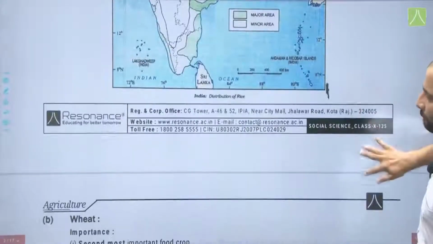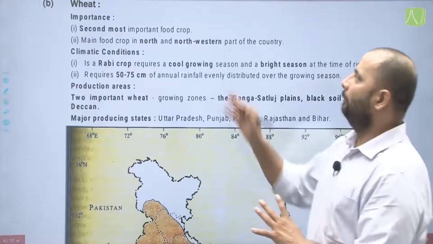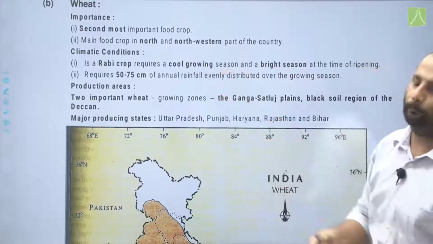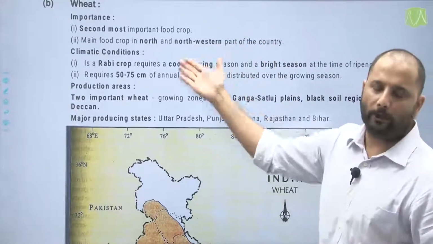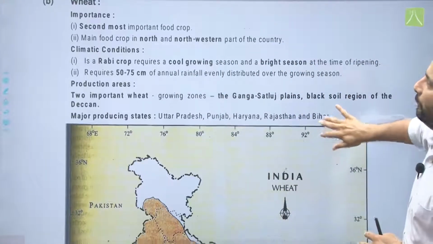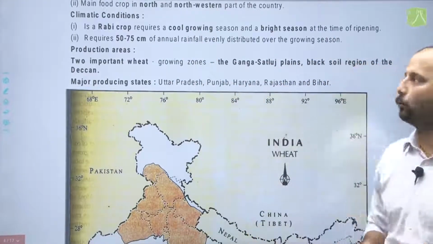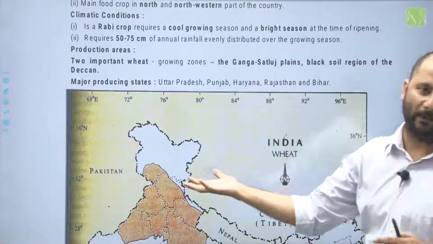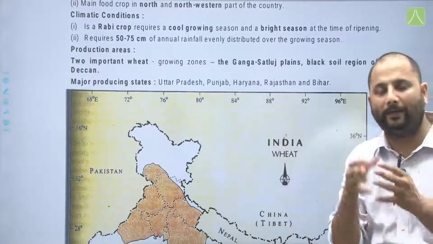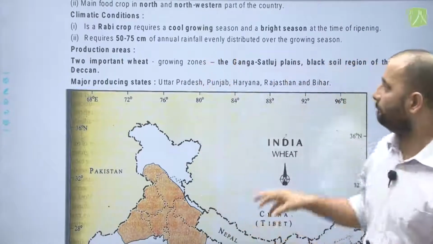Okay. Moving on to our next crop, that is wheat. Again the same thing: importance, climatic conditions and production areas. It is the second most important crop after rice in India, and the main food crop in the north and northwestern part of the country. Climatic conditions: it is a rabi crop and requires a cool growing season and a bright season at the time of ripening. That is why we sow it during October to December, and when it is harvested during March and April, you have bright sunshine.